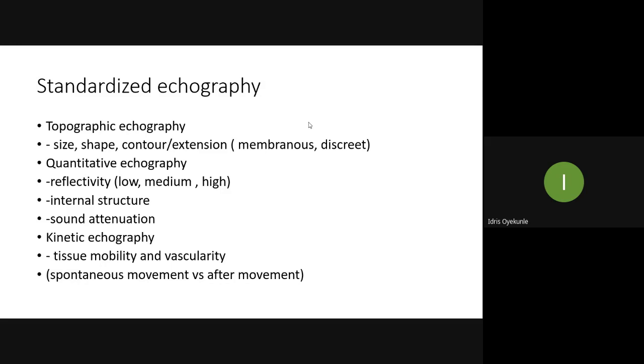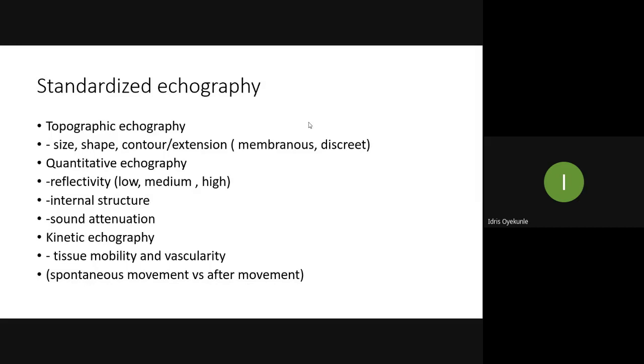Then also the quantitative characteristics will include looking at the reflectivity. Some lesions will have low reflectivity, while some will have medium and others will have high. You will also look at the internal structure, which should reflect the density of the lesion, and also sound attenuation. If there's sound attenuation, that means the sound is reduced as it's passing through that lesion, and that drops the brightness of the echo that is seen.